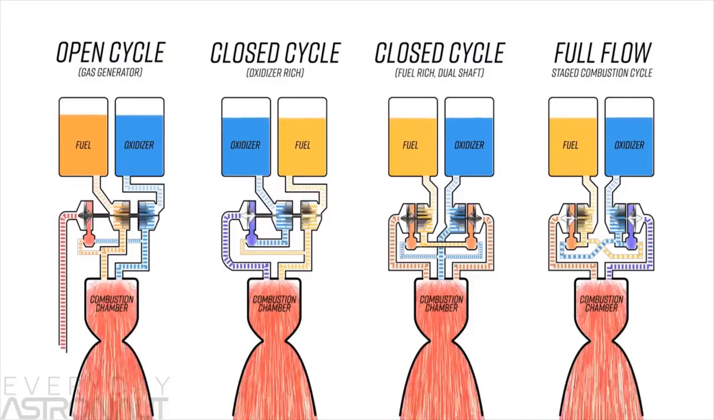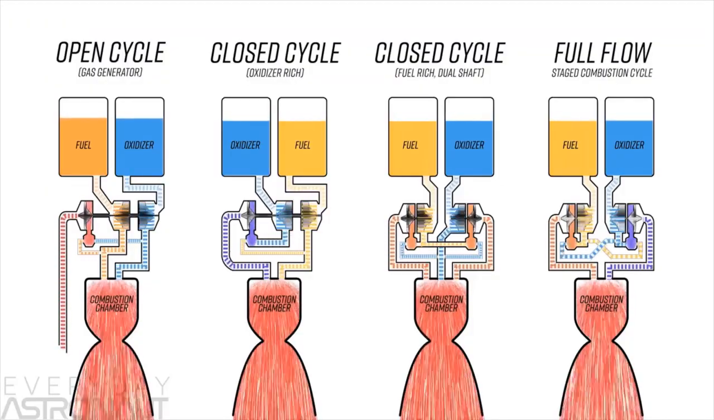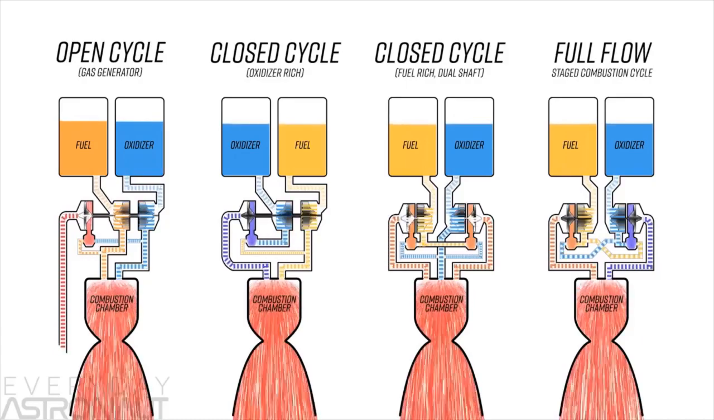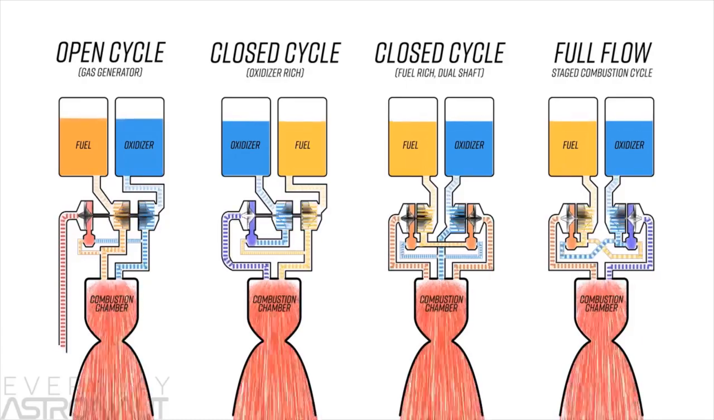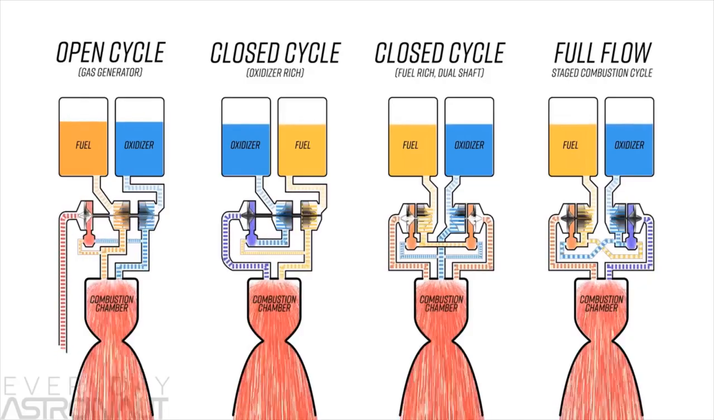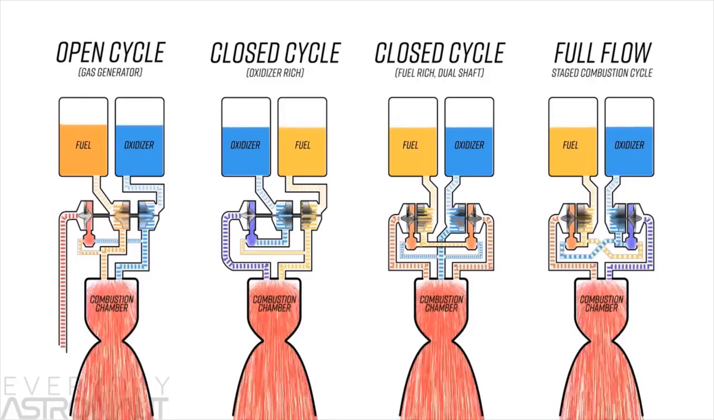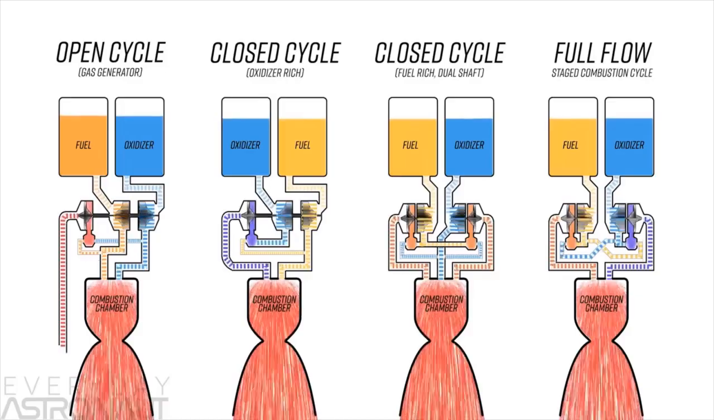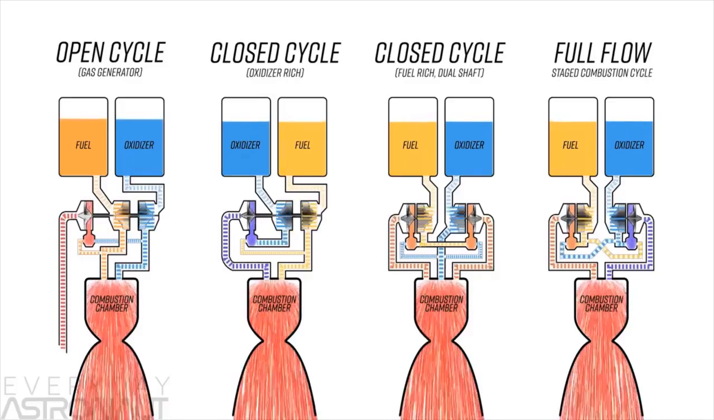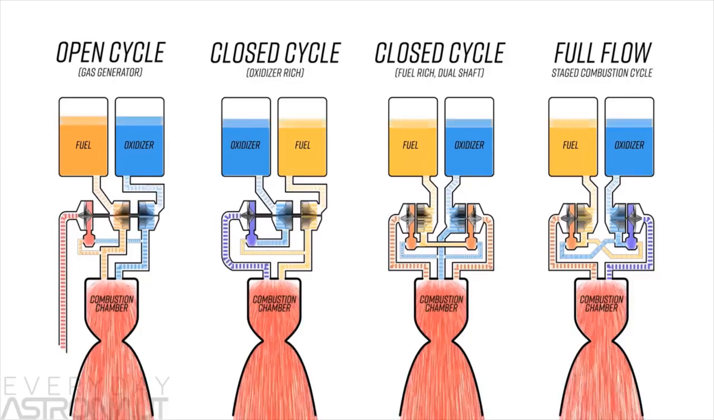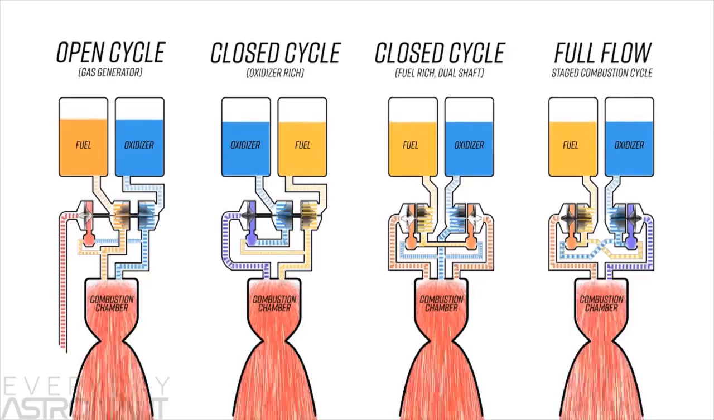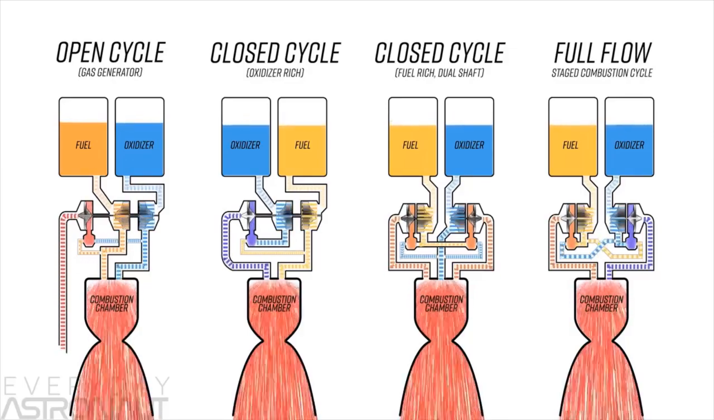So these are the four combustion cycles we talked about. First one was the open cycle gas generator. We saw the second one, closed cycle oxidizer rich engine. Third one was closed cycle fuel rich engine. And the last one, full flow staged combustion cycle. And with this, we're going to end our presentation, the propulsion segment part.